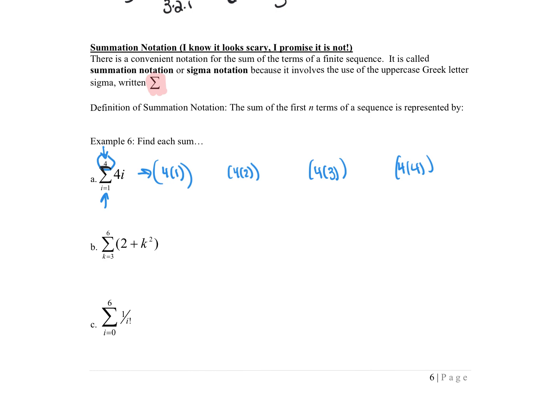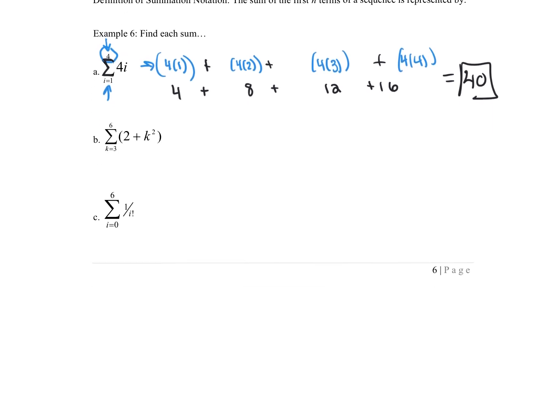This sigma thing right here means you sum, you add them together. So this means I have 4 plus 8 plus 12 plus 16 for a total of 40. This right here, because I started at 1 and went to 4, would be known as the fourth partial sum. Let's try the next one.